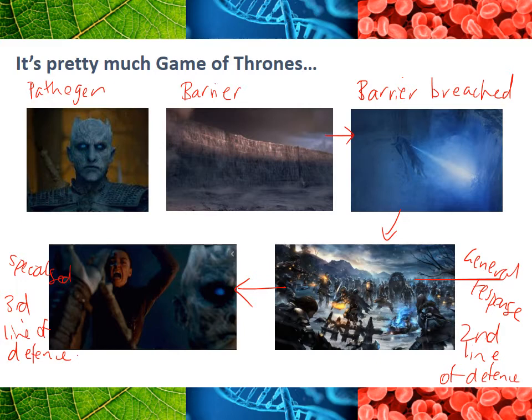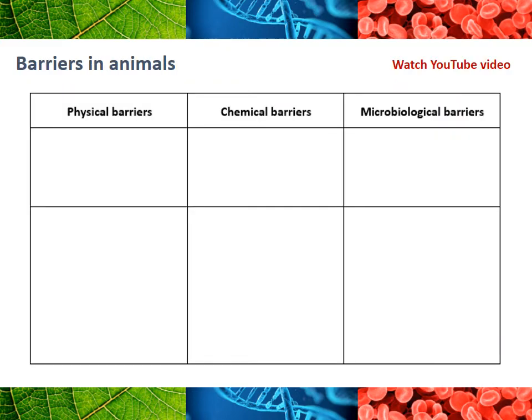So some people actually find it helpful to have a little analogy that helps them remember those 3 lines of defense. Okay, you just need to have some notes on this. A lot of these will probably make sense. Some of these are probably new terms, but we're just going to look at the barriers in animals and then those in plants. Okay, I think a table is a good way to do this. In animals and obviously in humans, we have 3 types of barriers: physical barriers, chemical barriers, and microbiological barriers. So we'll go through these one by one.